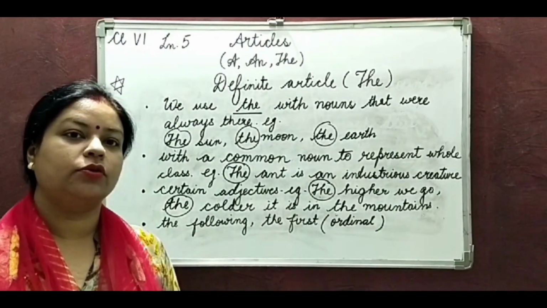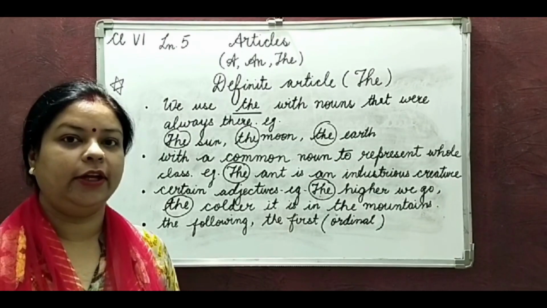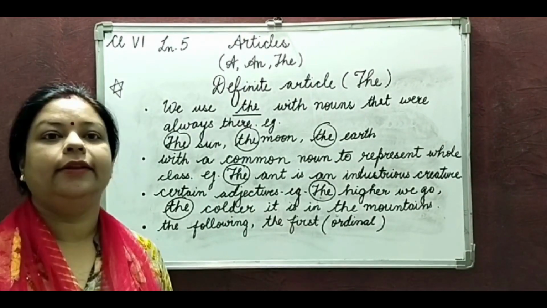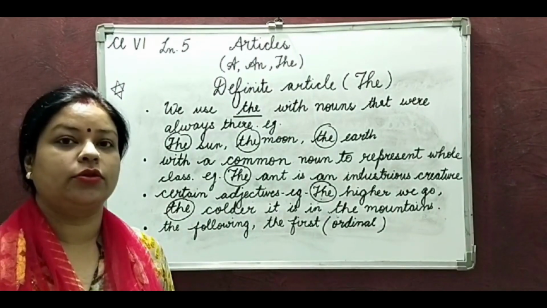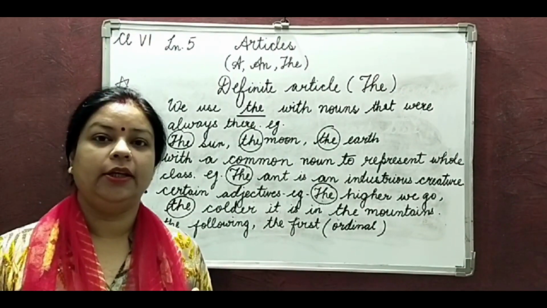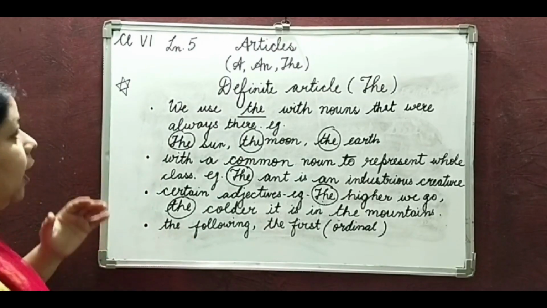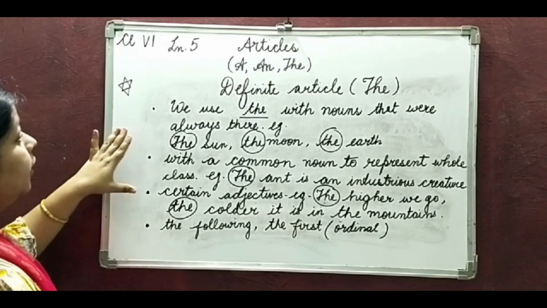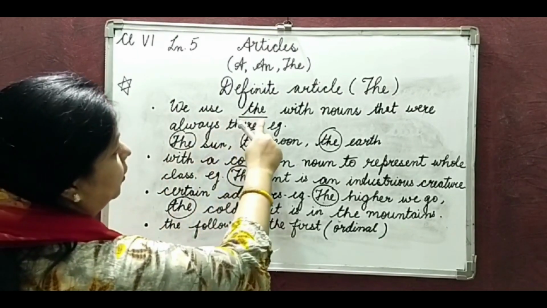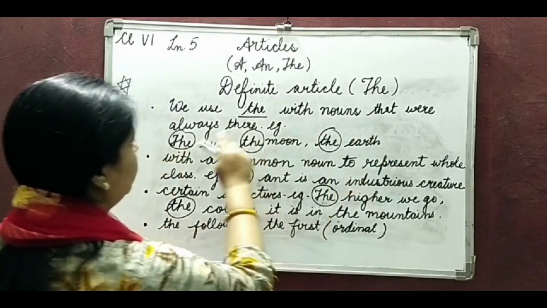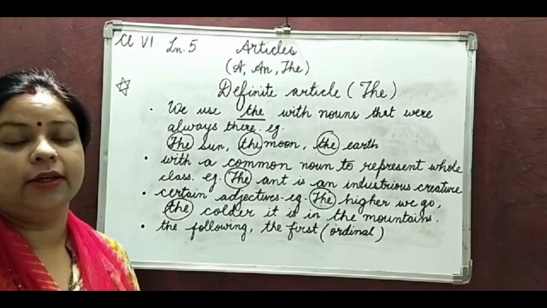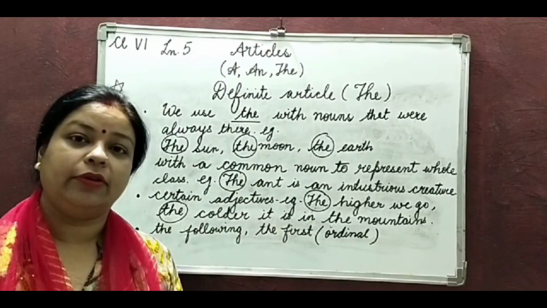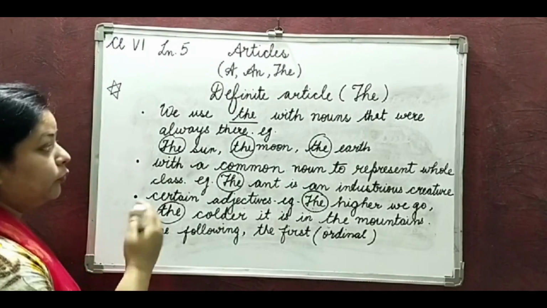Some more uses of the article the are given here. Reading these important lines, we will try to understand in how many ways the article the is used. After those three or four points, we are now on the next points. We use the with nouns that were always there, meaning the unique nouns that are always in the world.